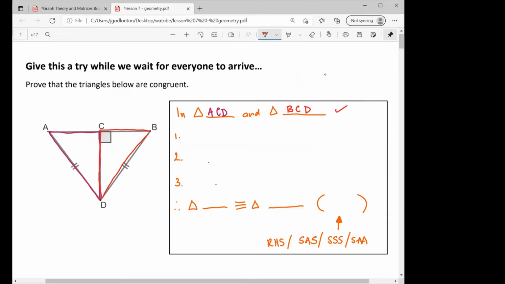Great. Now we need to think about three reasons. So we're trying to prove one of these things. So let's see what we have in common. First of all, we can see that AD is the same as BD, because they have those two lines, which means that they are the same as each other. So we can say we know that AD is equal to BD, and our reason for that is because it's been given to us. So it's nice and easy.